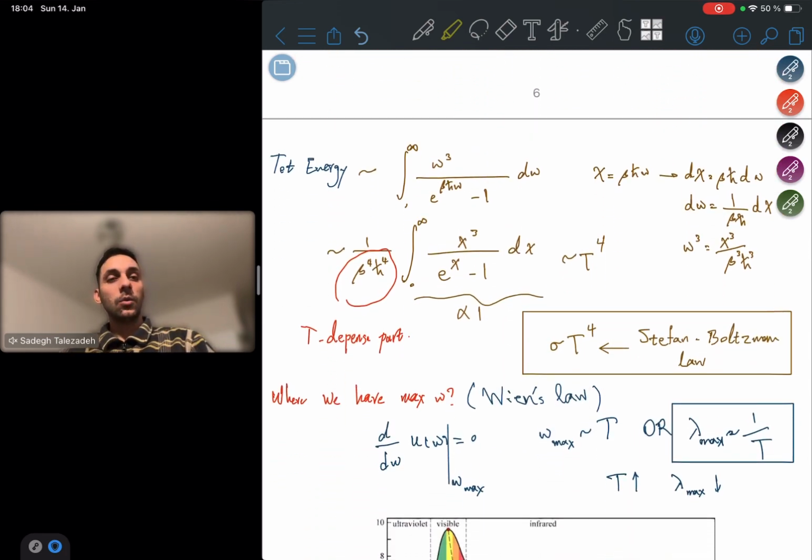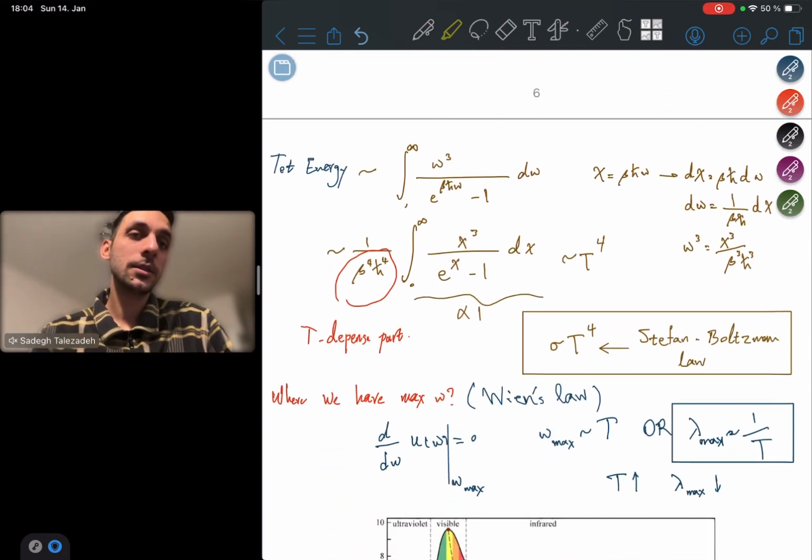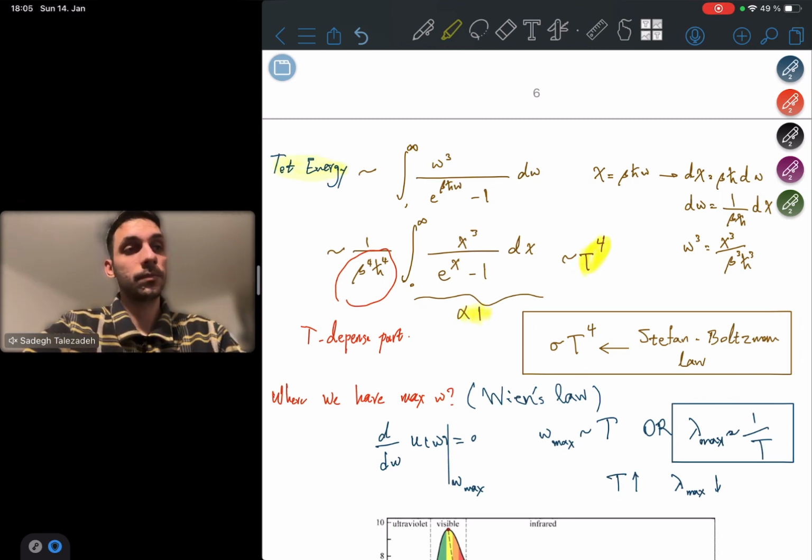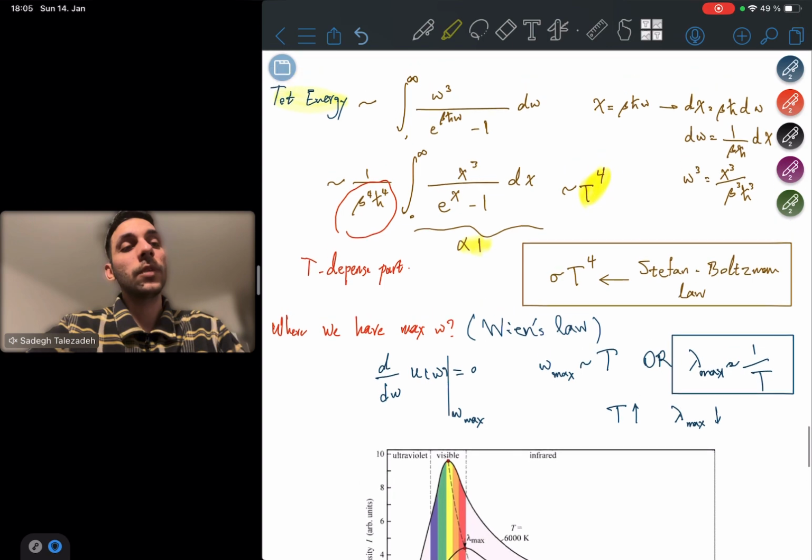So up to now we didn't do the integration yet, but if you do the integration to find the total energy, your energy would be proportional to T to the 4th. And this is a very famous law. It is called the Stefan-Boltzmann law.